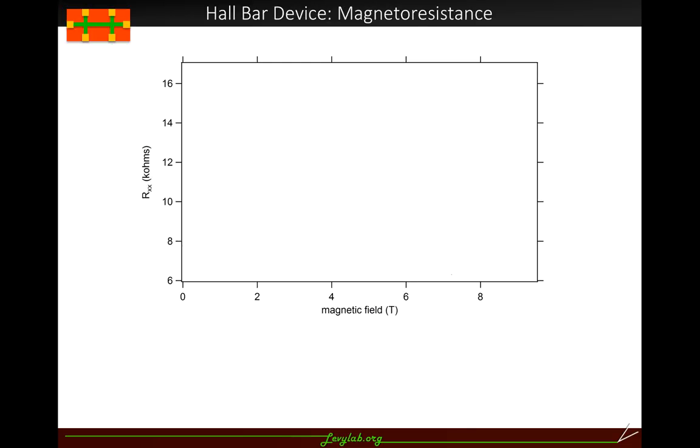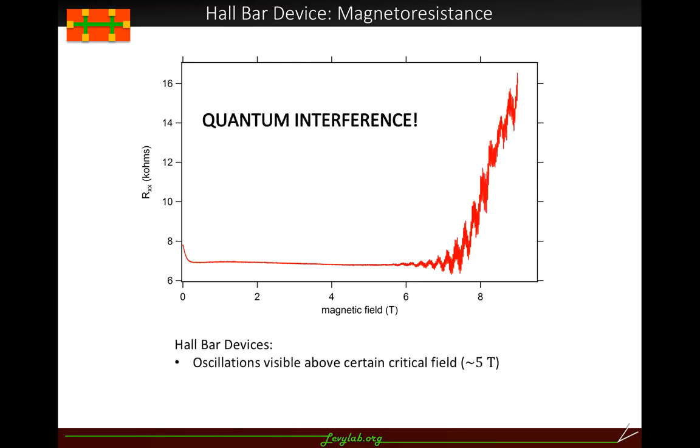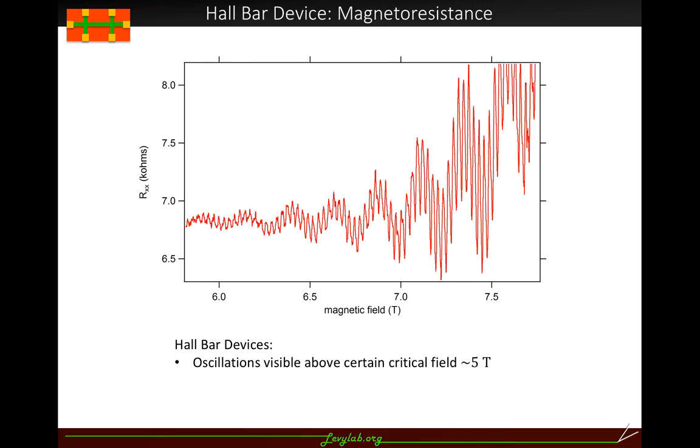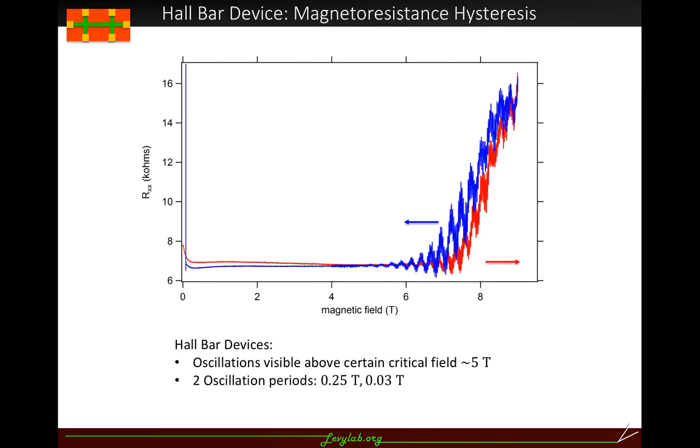Now if we look at the longitudinal resistance as a function of out-of-plane magnetic field, we first see a weak localization peak at 0 field, no oscillations up to 2 Tesla, no oscillations up to 4 Tesla. As we approach 6 Tesla, we begin to see some oscillations. I'm going to increase the field even further, and lo and behold, we observe quantum interference in these Hall bar devices. We see the interference above some critical field of about 5 Tesla. If I zoom in, we can see two periods visible here, about 0.25 Tesla and 0.03 Tesla.